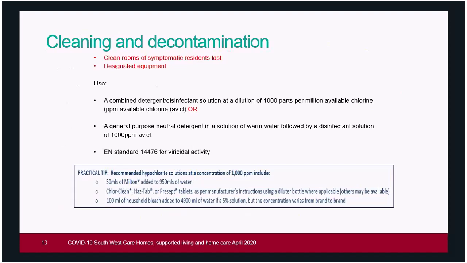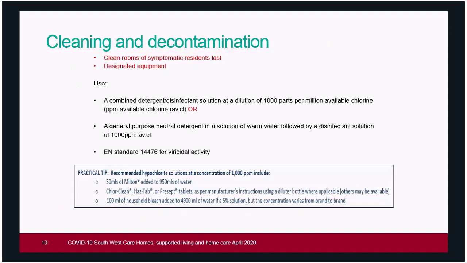So decontamination of equipment and the resident's room, their bathroom, the care environment must be performed at least daily, but more often if possible. Use disposable cleaning cloths and mop heads, and try and clean the rooms of symptomatic residents last. To clean and disinfect a room, you can use a combined detergent disinfectant solution, which achieves a dilution of 1,000 parts per million of available chlorine.